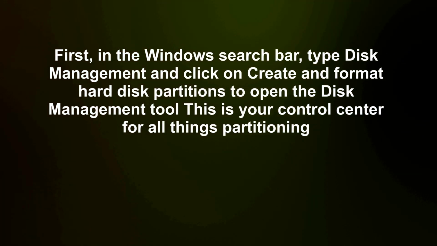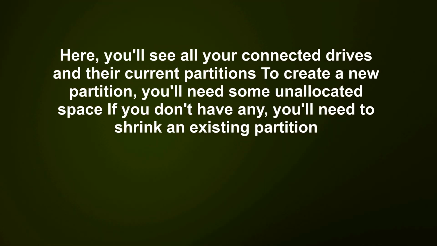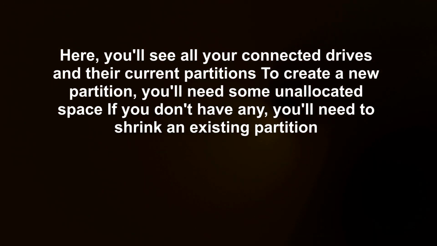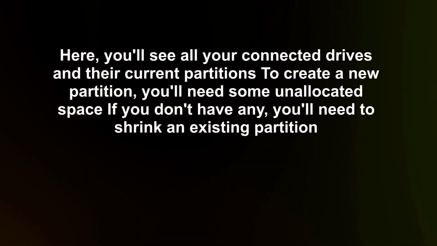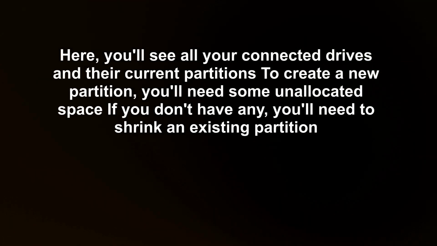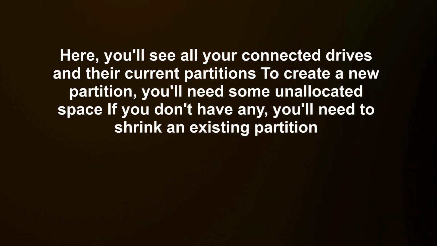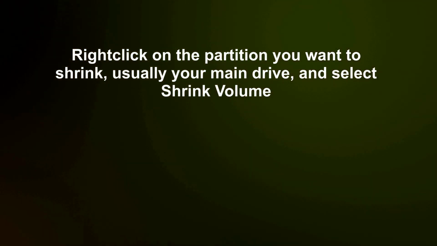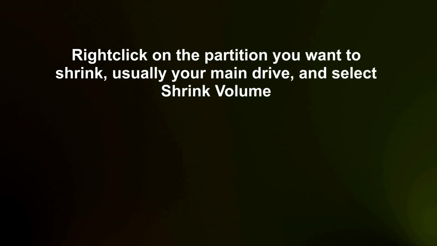This is your control center for all things partitioning. Here, you'll see all your connected drives and their current partitions. To create a new partition, you'll need some unallocated space. If you don't have any, you'll need to shrink an existing partition. Right-click on the partition you want to shrink, usually your main drive, and select Shrink Volume.